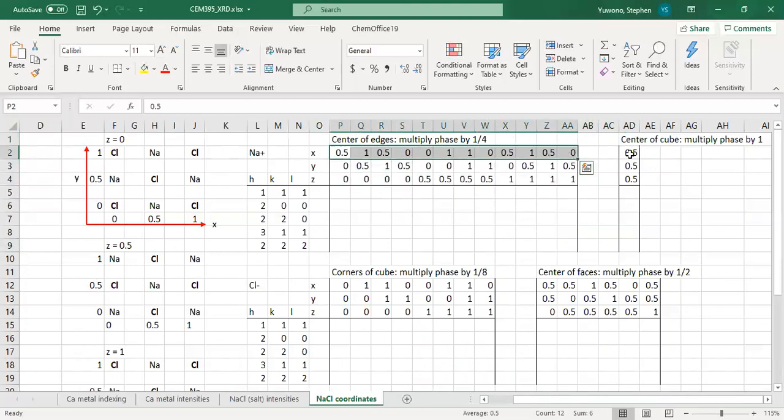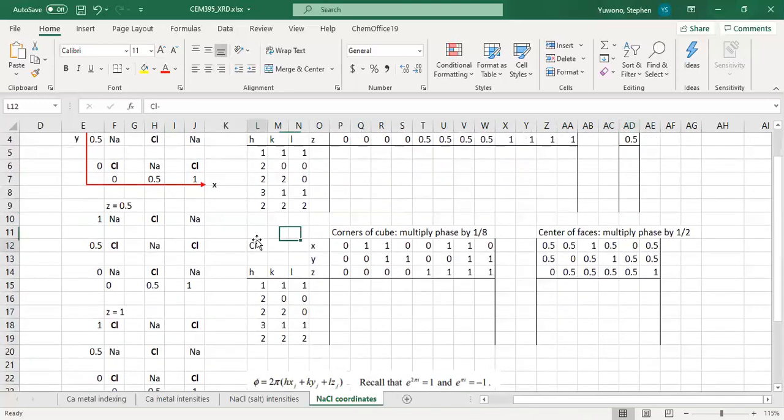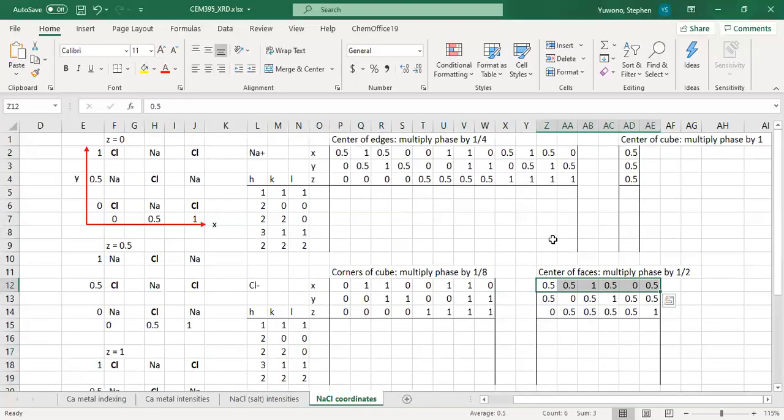Here I group the sodium that's on the center of the cube by itself, because it's only one. Same thing for the chloride. Now my chloride will be in the corners of the cube, so there will be 8 of them. I also group them because there are some that will be on the center of the faces, so there will be 6 of them. The reason why we are doing this grouping will be clear once we do the calculation.